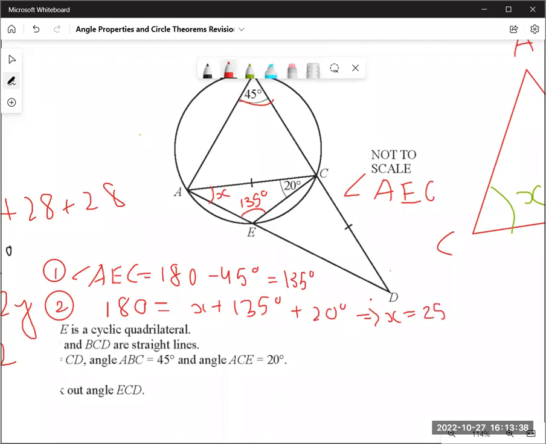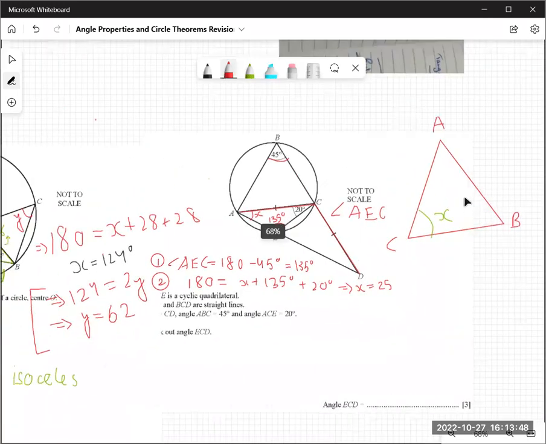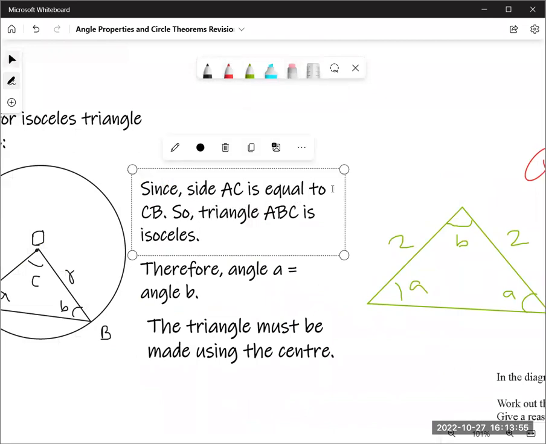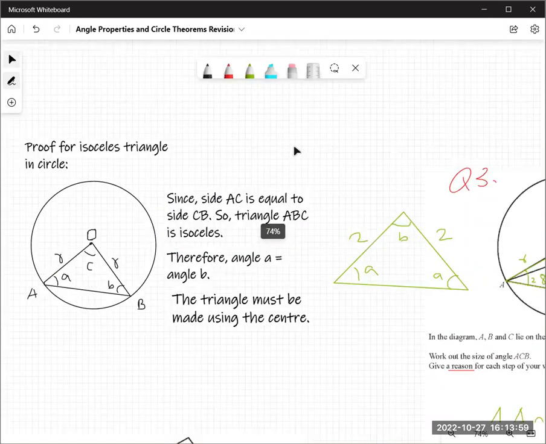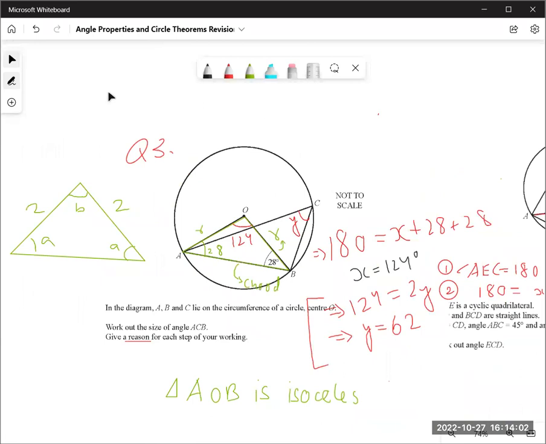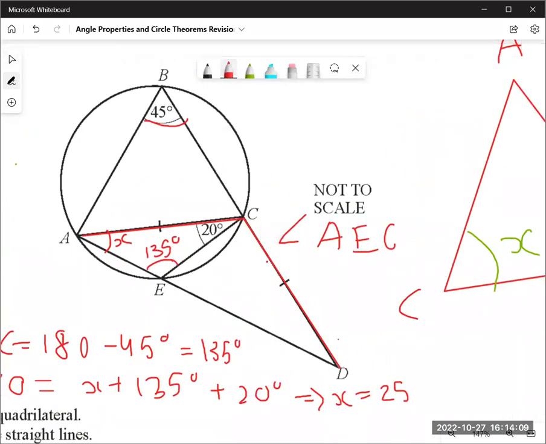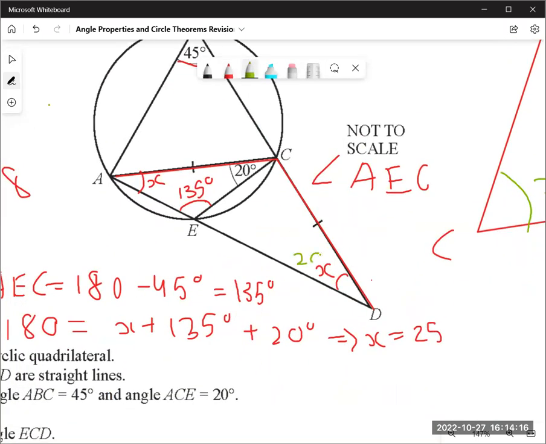25 degrees. 25. Now, since I know that AC and CD have this side equal, they must be isosceles, because I wrote it over here. Since side AC is equal to side CD, this triangle is isosceles. If any triangle has two sides equal, it's going to be isosceles. So in this case as well, since this and this are equal, this angle will also be x. Is that clear? Which is 20 degrees. Now, why is it 20? Because it's an isosceles triangle.